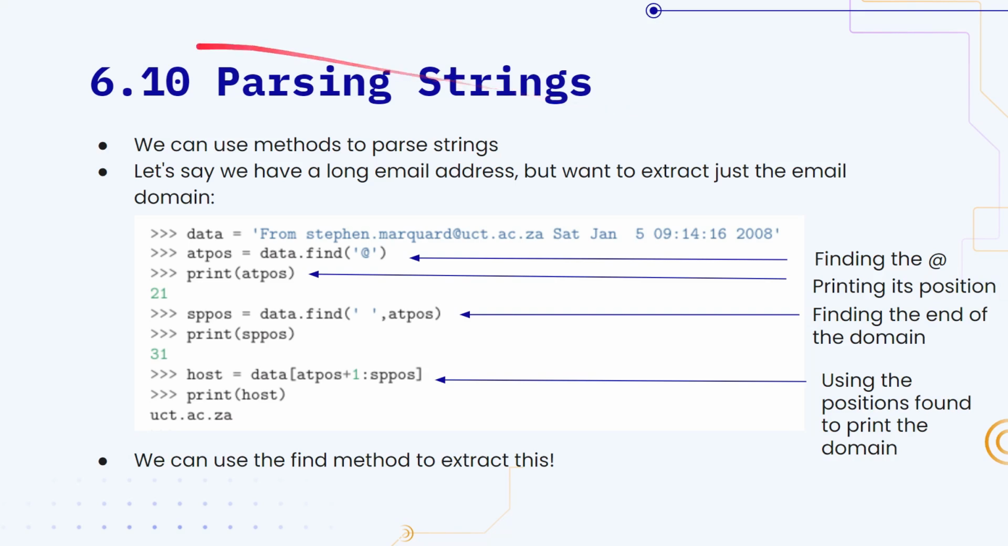Now let's look at parsing strings, which basically means to process or analyze. And we can use methods to parse strings. In this example, we have a long email address, which is this whole line, but we want to extract just the email domain, so it would be the website, which is here. We can use the find method in addition to string slicing in order to get this portion of the string here. And I'll show you how to do this in a text editor.